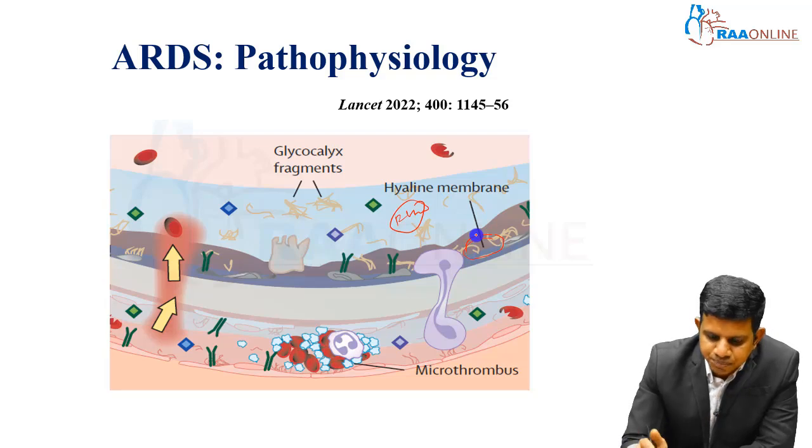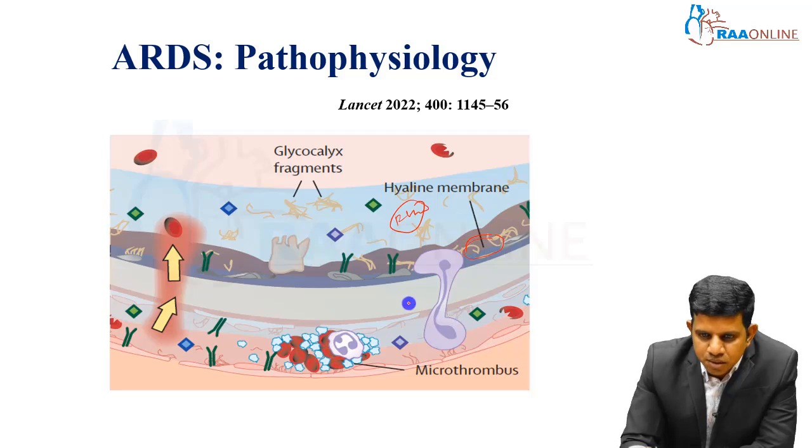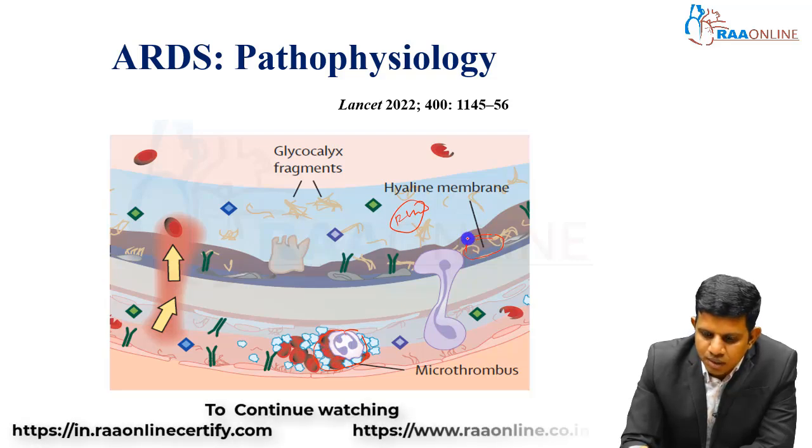The other thing is that endothelial injury also makes a thrombotic condition in the capillaries, causing thrombus formation. So thrombus formation in the microvascular structures, the pulmonary artery capillaries, and hyaline deposits on the alveolar basement membrane are the hallmark histopathological features of ARDS.